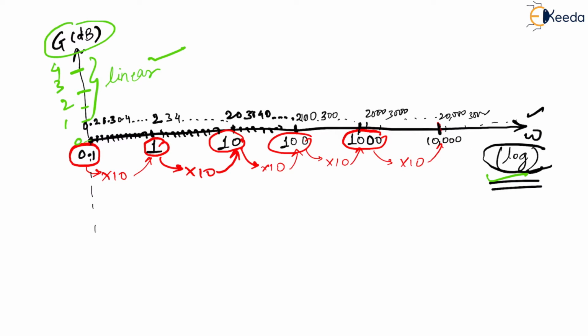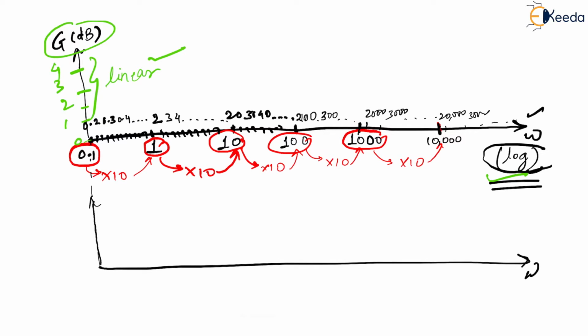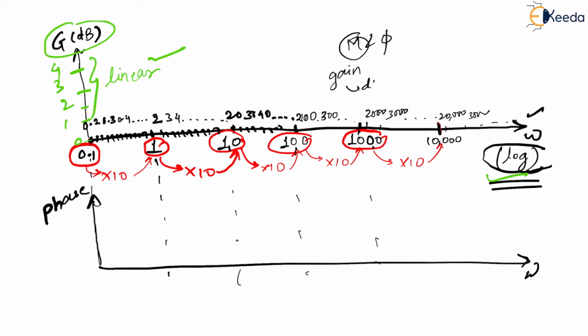On the similar lines, here, the same omega, the same frequencies, right? On my y-axis, if I plot the phase, what is phase? If you remember, I had called you that this is M at an angle phi, right? So this M is nothing but the gain, which is in dB, and this phase is in degrees. So the phase will be shown by this y-axis here, which is in degrees. I hope you are understanding the point, right?